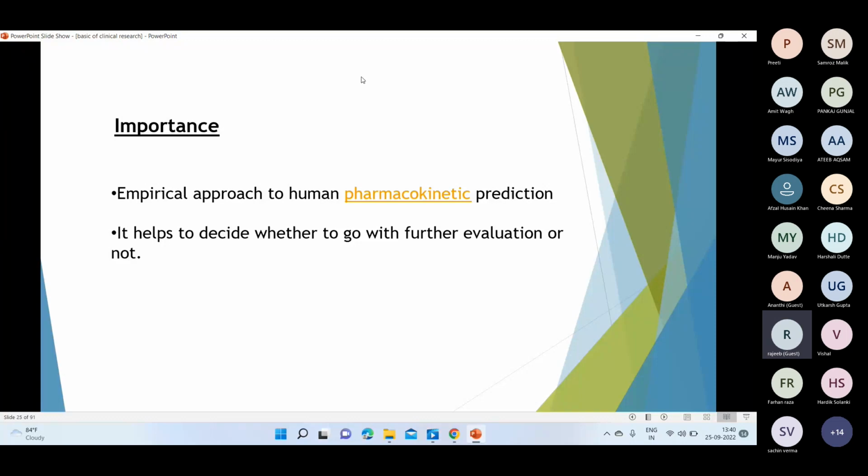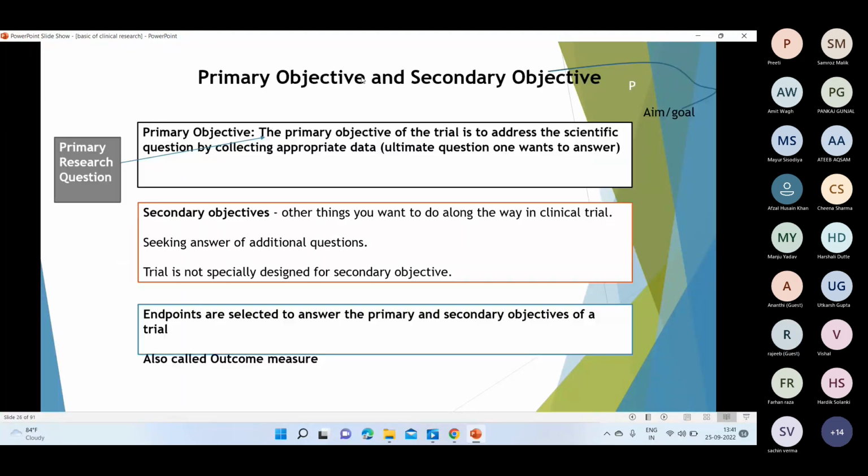And we determine the ADME. So it's an empirical approach, meaning the practical approach to determine or to predict the human PK parameters, ADME. By conducting phase 0 trial, the sponsor companies or the pharmaceutical companies can evaluate properly whether we have to go ahead with that particular drug or not.